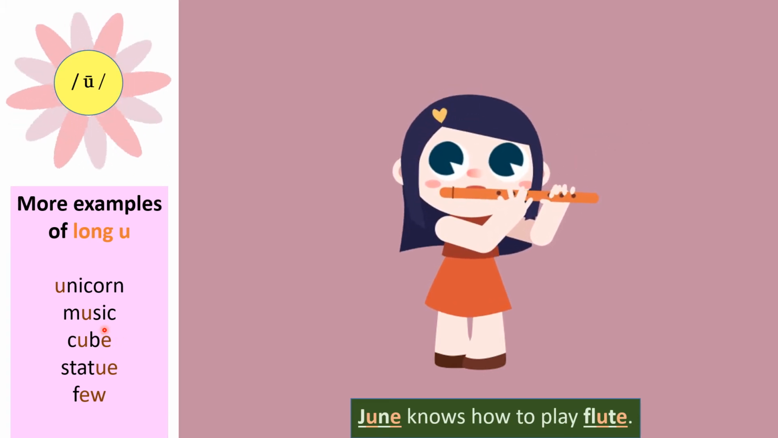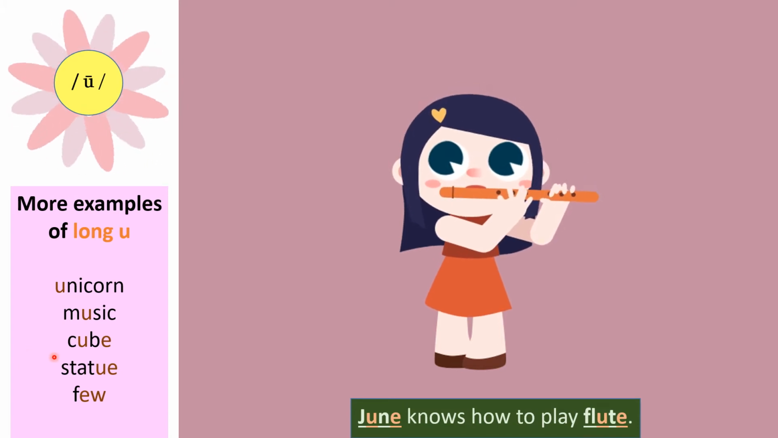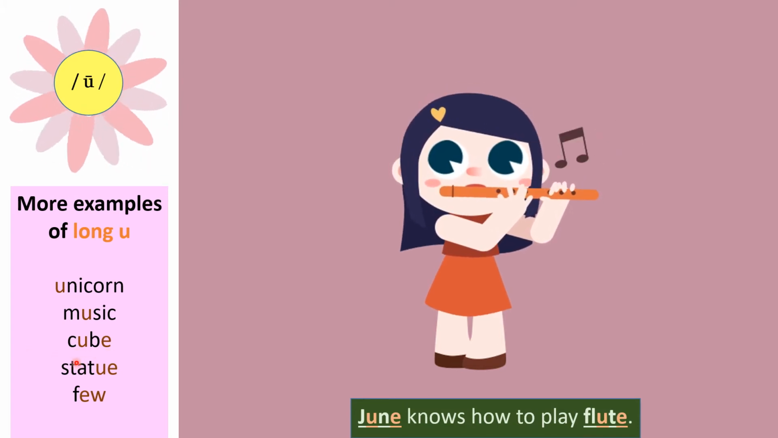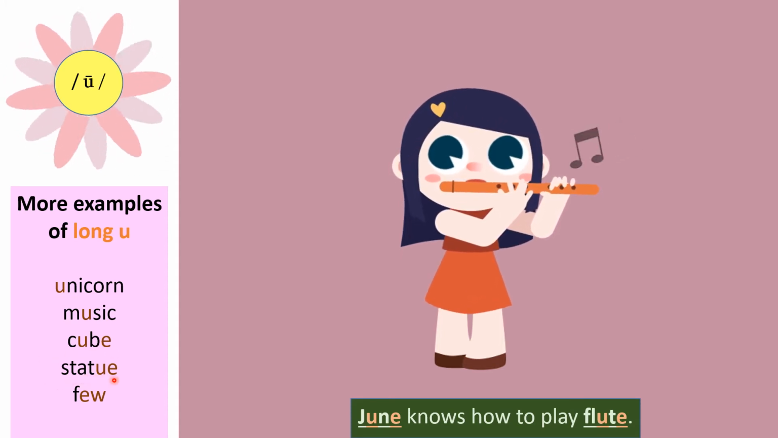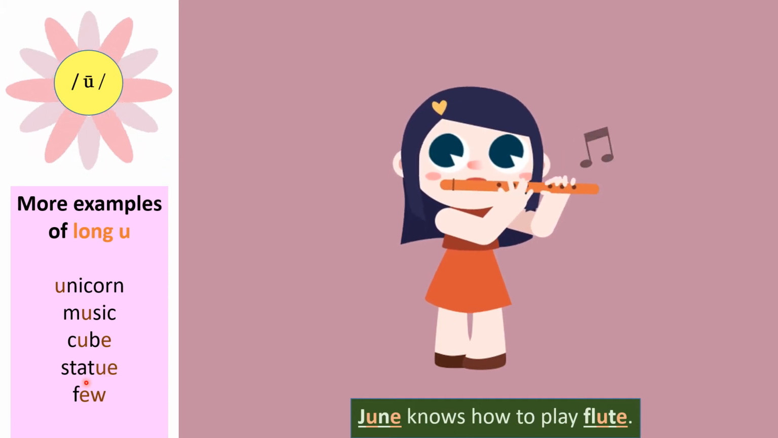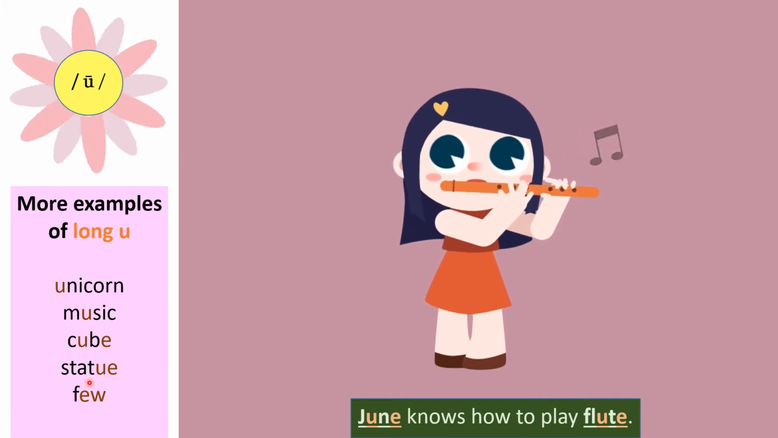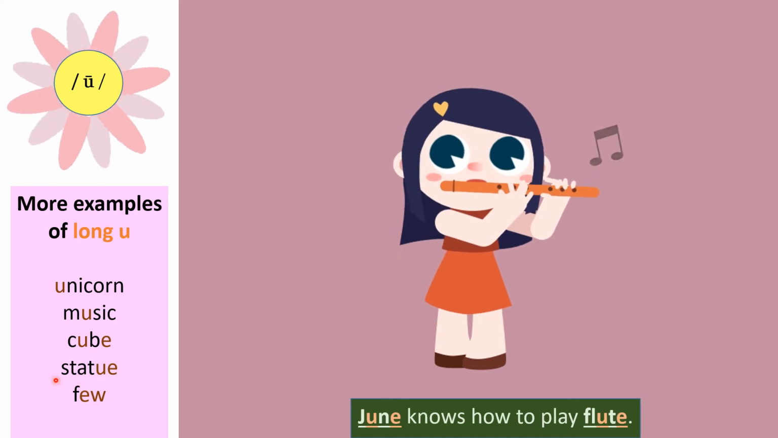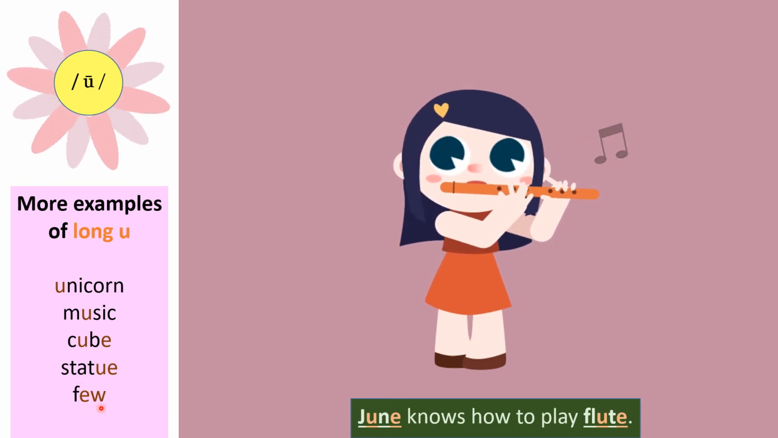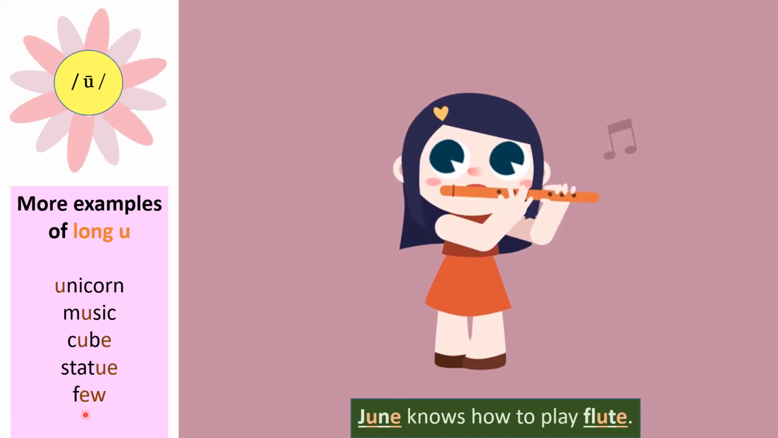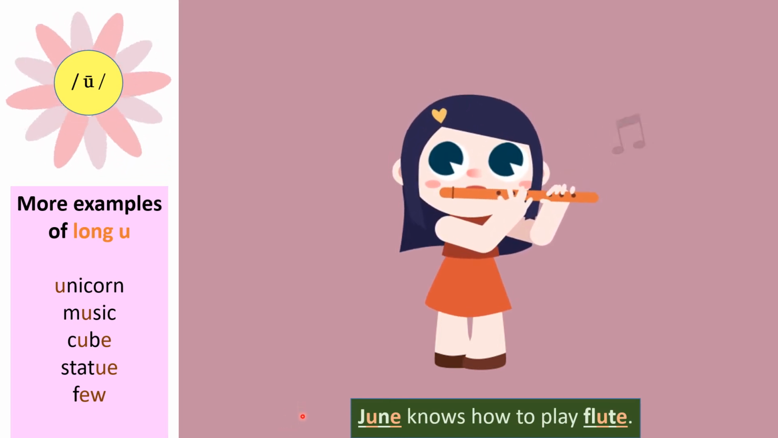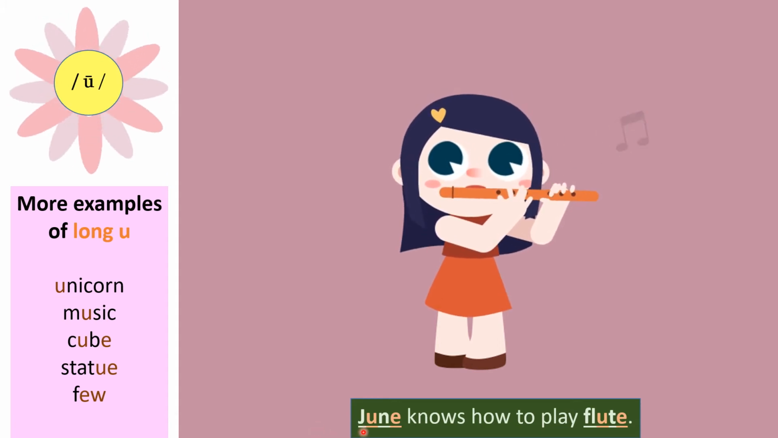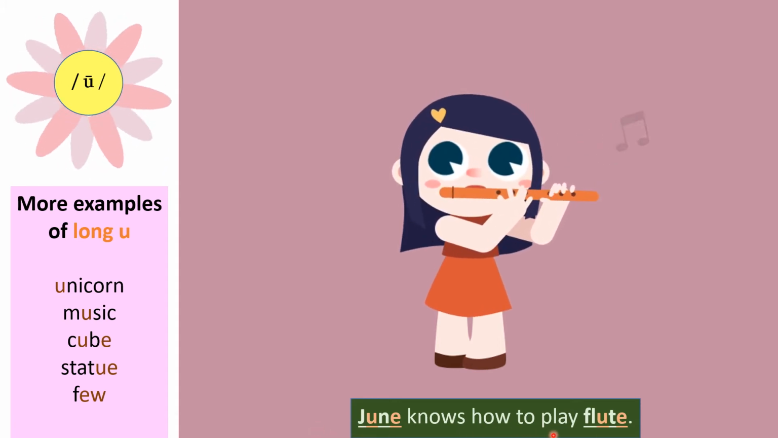Sometimes you need to add another letter, for example, UE as in cube. Another UE without consonant letter in between as in statue. And EW as in few. Now let's read sentence here with long U. June knows how to play flute.